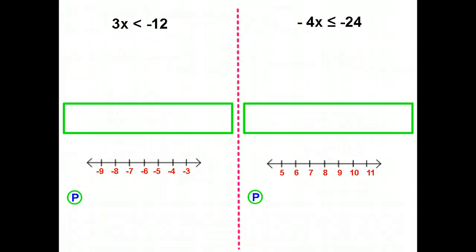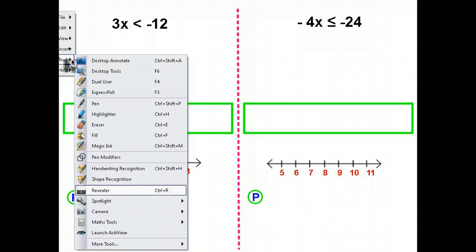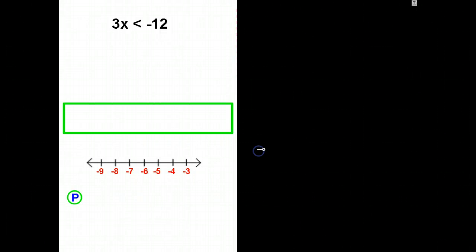So the first inequality we're going to look at is 3x is less than negative 12. And again, I'm going to put up the revealer for the first one to keep your focus on this first problem. So we look at this, 3x is less than negative 12. I say, all right, I know how to do this if this was an equation. Same situation, I'm going to divide by 3 on both sides. And this time around, I'm left with x is less than, and negative 12 divided by 3 is negative 4.